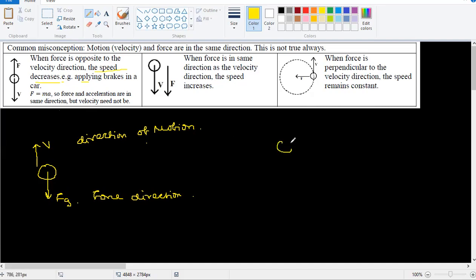Another situation is when the ball is falling down. The direction of motion is downwards, and the gravity is still acting downwards. So when the force is in the same direction as the velocity, the velocity will increase, or the speed will increase. So speed increases.